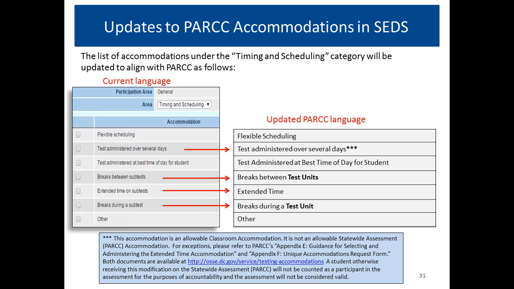Now let's look at the timing and scheduling category. Here, if you see a red arrow, that means the language is going to change just a little bit. So most of this list is going to look pretty much the same. There's just a few little tweaks in the language to make sure that this is aligned more with PARCC. And here you can see there is an example of the triple asterisk, where if you go down and look at that blue box at the bottom, I already showed you that blue box a few minutes ago, but this is just an example of how there's an accommodation that has those triple asterisk marks.